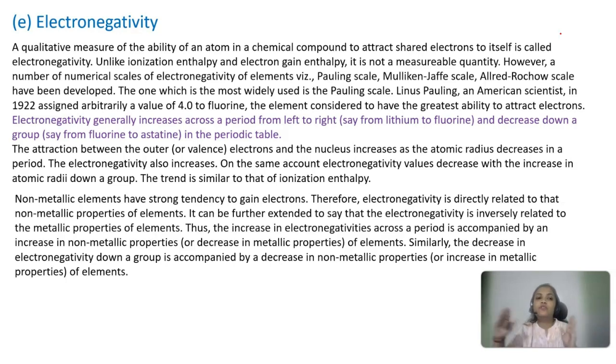When you are moving left to right in the periodic table, nuclear charge increases, so the atom will have more tendency to attract the shared pair of electrons. So electronegativity generally increases from left to right in a period. And when we are moving down the group, because the size of the atom increases, the electronegativity decreases down the group. The reason I have already told you: attraction between the outer electrons and nucleus increases as the atomic size decreases. That is why electronegativity increases left to right.